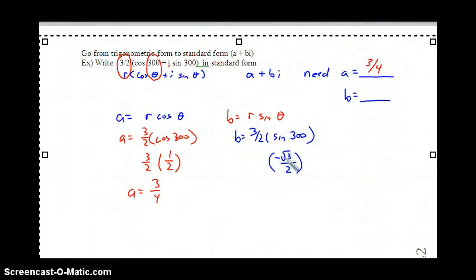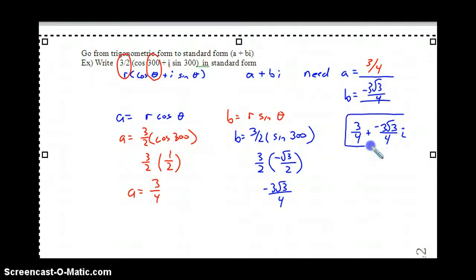If I use my calculator, I'm going to get the decimal equivalents, and I don't want that. I want to give exact answers whenever possible. So multiplying this out, I'm going to get negative 3 square roots of 3 over 4. So my answer in standard form would be 3/4 plus negative 3 square roots of 3 over 4, and then don't forget to put the I at the end.